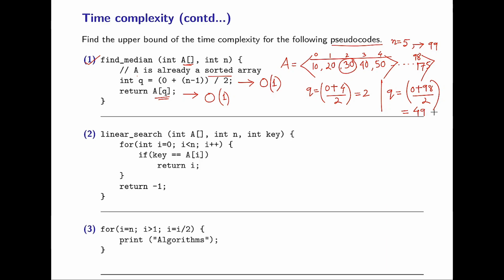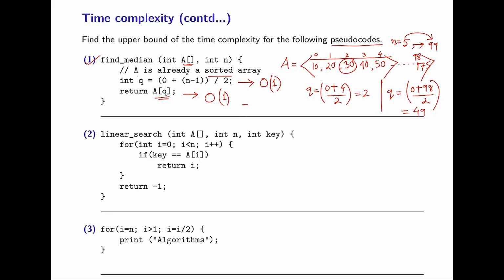Now you see, in this case, I am increasing the array size, meaning I am increasing n. N changes from 5 to 99, but the time complexity is not going to change because it has to do the same thing. It doesn't matter whether you increase the size of the input or not. So it is called constant time complexity.